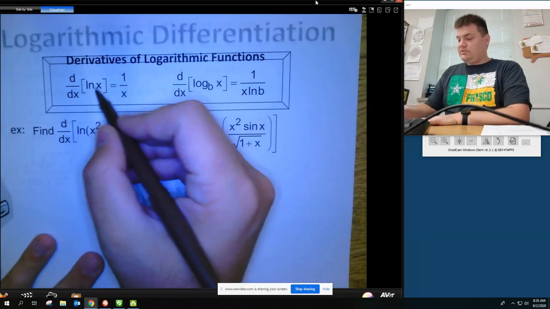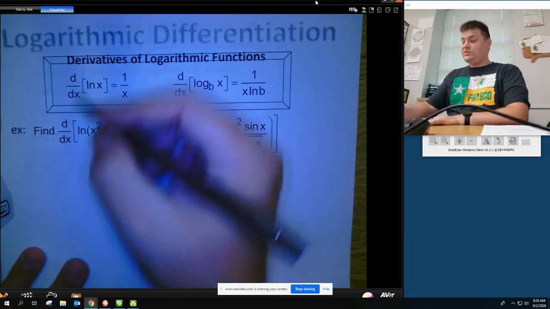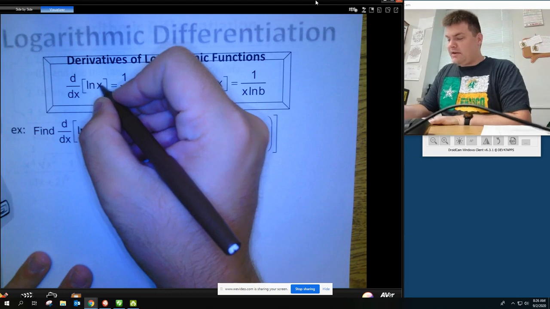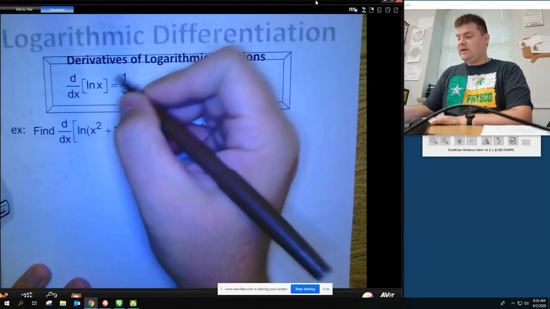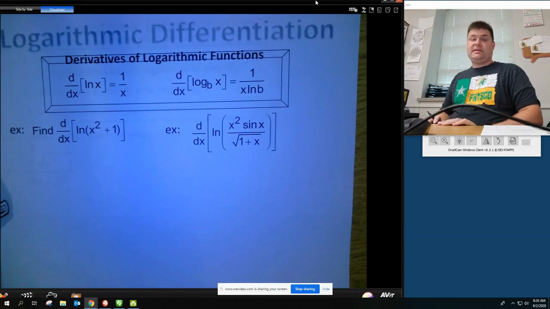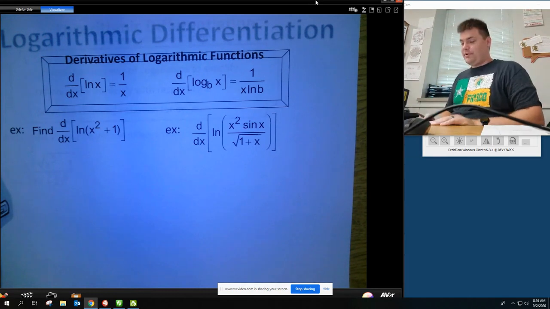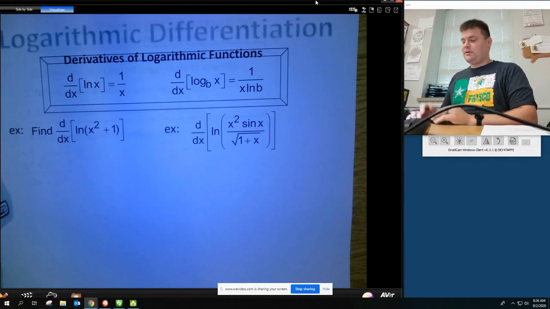When you start to have actual functions inside of here, like if you have ln of x squared plus 1 in there or something like that, then it gets a little bit more tricky because you got to use chain rule. So let's go for it. That's exactly what we're going to do in this first problem.